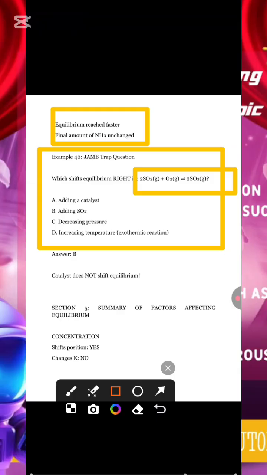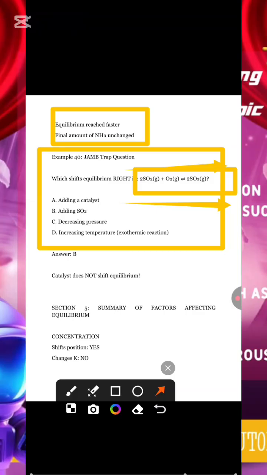Option A says adding a catalyst. I just told you that a catalyst does not shift equilibrium anywhere. It only helps you attain equilibrium very fast, but it will not shift it anywhere. That's for catalyst. Option B says adding SO2. Observe that SO2 is a reactant on the left. Remember that whenever you add to any side, whether reactant or product, equilibrium will shift away from that side to the opposite side. So if you add more SO2, which is already on the left, I expect equilibrium to shift towards the right, that's towards the side of SO3. So option B will actually cause equilibrium to shift to the right.